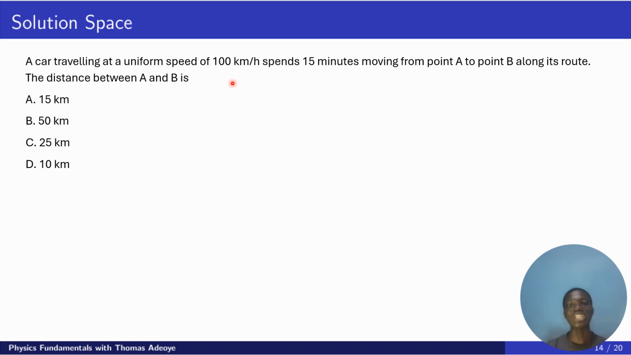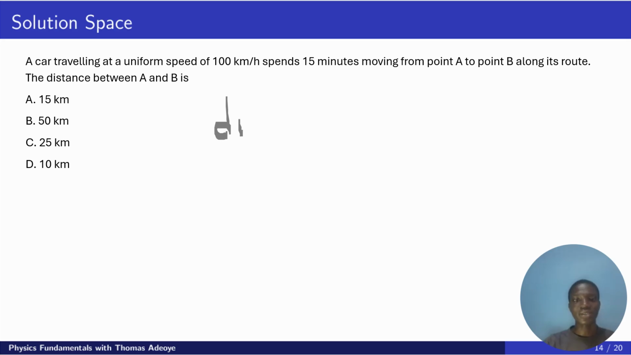If the speed is uniform, what does it tell you? It means the speed is constant. And if the speed is constant, it means the car is not accelerating. The acceleration is 0. Do you get it now? So for a question like this, this formula will definitely work.